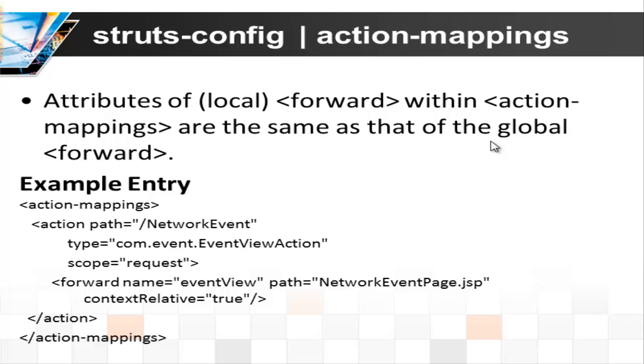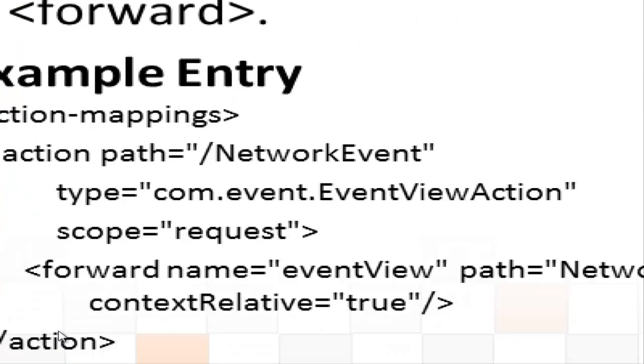One simple example that has been shown over here. Again, I think you are already familiar by now. If the action path is network event, then the one that is going to handle it is event action dot some action. Some class is going to handle it. The scope of it is a request. Then the output of this is an action. There is a dot execute method inside this.